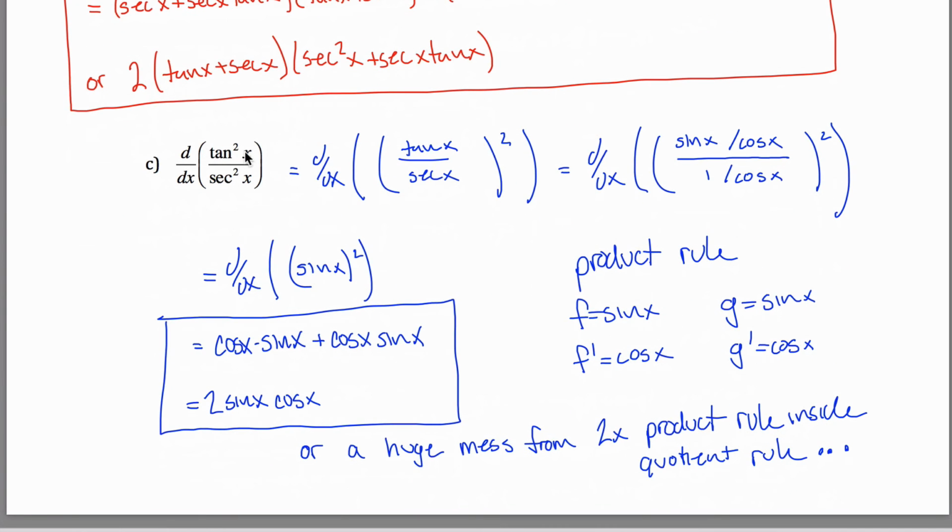But if you just saw this is f and this is g in the quotient rule, you could do it that way too. But I prefer to do it one of these two ways. So I'm going to call that good and end the video here.